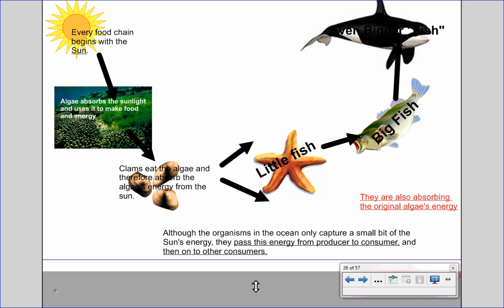Although organisms in the ocean only capture a small bit of the sun's energy, they pass this energy from producer to consumer and then on to other consumers. Okay, now go to the next page in your packet, and there you can see every food chain begins with the sun. Go to the top of the next page. Pause the movie and start it again when you're ready.